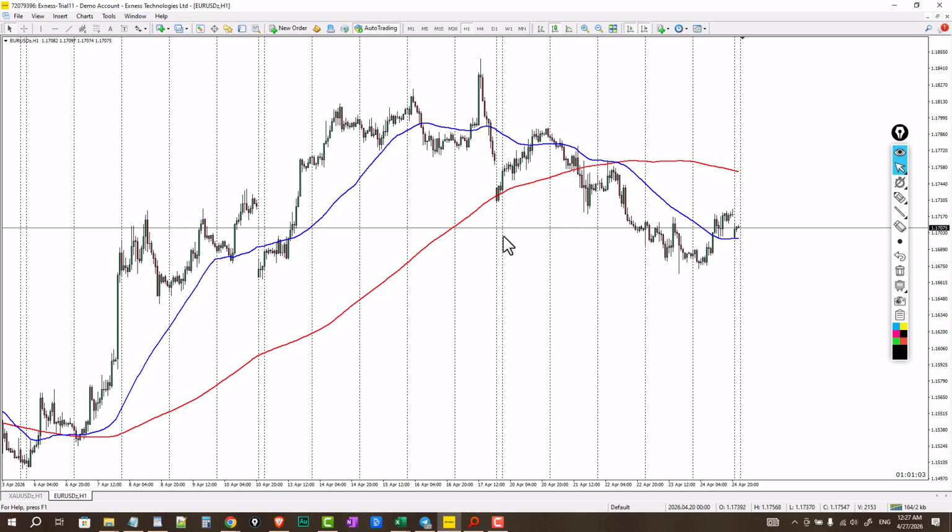So the simple trading strategy I told you about is, like I said, a moving average crossover technique, a moving average crossover strategy.